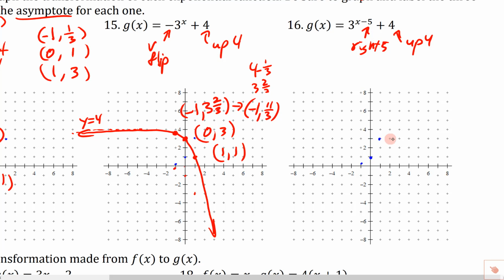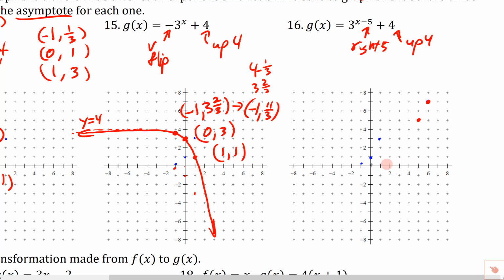So right 5, 1, 2, 3, 4, 5, and up 4. 1, 2, 3, 4. So right here. Let me do that in red so we know we've got the answer right there. And then we're going to go right 5 and up 4. 1, 2, 3, 4, 5. 1, 2, 3, 4. Now look at how they have the same relationship over here. That looks good. And then we're going to go right 5. 1, 2, 3, 4, 5. And up 4. 1, 2, 3, 4.